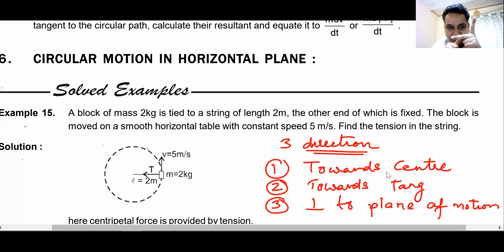If this is along the center of the circle, this will be tangential to the circle, and this one will be perpendicular to the circular path. Do we understand this? So these are the three perpendicular directions, x, y, and z if you call it. These are the only three directions along which you should be making any type of equation for any type of problem on circular motion that you encounter. Am I clear? No problem with this one.